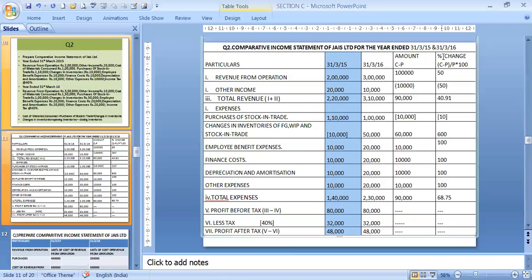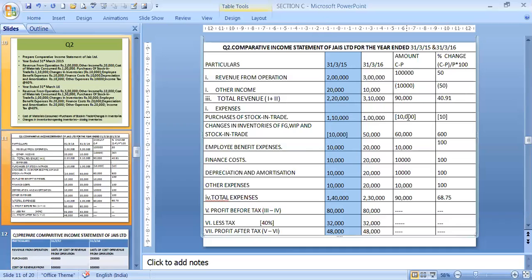As I have given percentage already, I'm not writing the percentage sign anymore. Similarly, 10,000 by 20,000, that is 50% in the negative, because the change is negative. Then again, it is 90,000. The thing is that if absolute change is negative, then percentage change will also be negative.